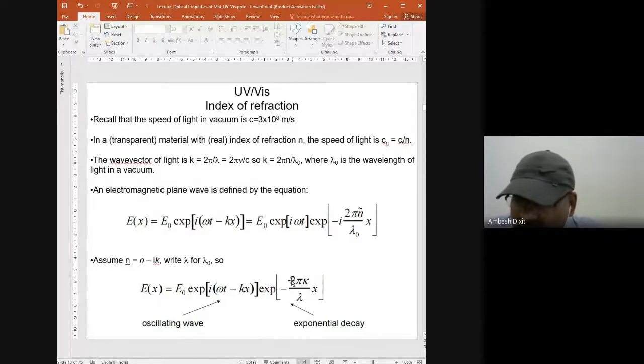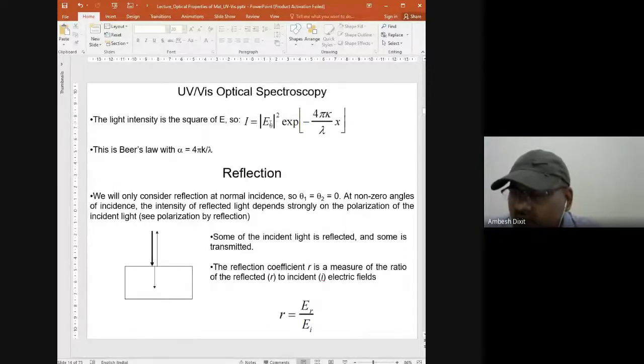That is interesting. If I now want to know the intensity, then I is equal to mod of E squared. The oscillating exponential factor under the mod will become 1, so what is left is E naught squared times e to the power minus 4 pi k by lambda times x. That is, I is equal to I naught e to the power minus 4 pi k over lambda x.